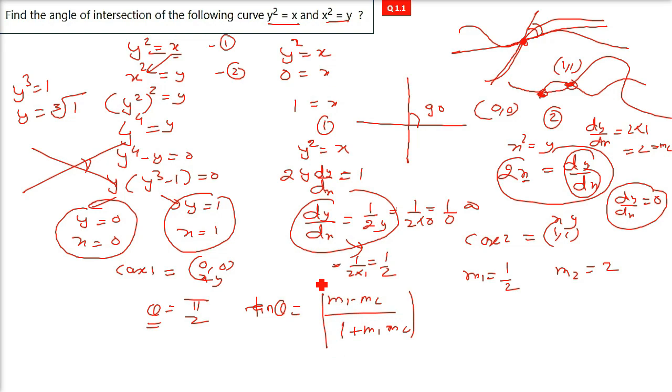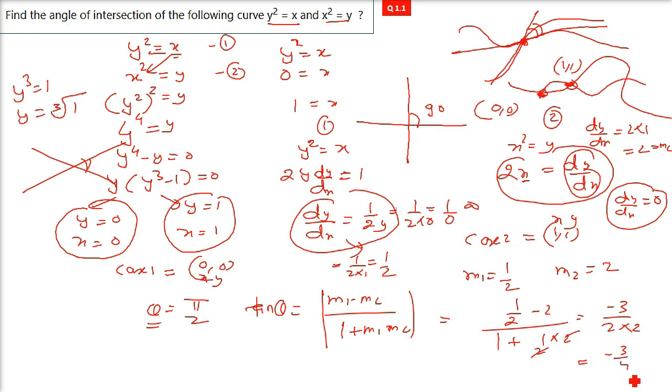We have the modulus, a very important thing, and for this question m1 equals half and m2 equals 2. Just put it here: half minus 2 divided by 1 plus half into 2. Half minus 2 is 1 minus 4 by 2, that is negative 3 by 2.